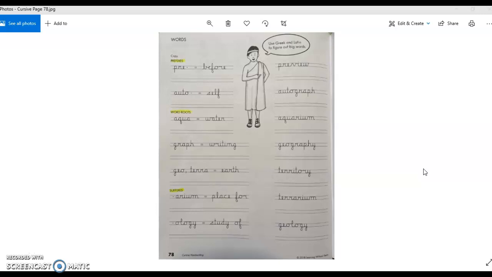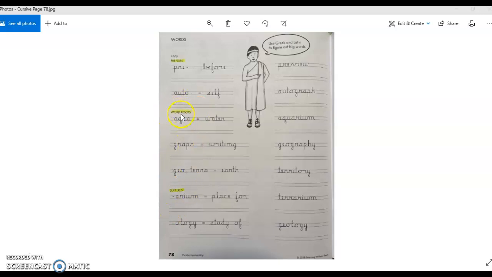In word study today, we are going to be studying word parts. We're on page 78 in your cursive handwriting book, and you see the boy in the toga standing in the center, and he says, use Greek and Latin to figure out big words. And so we've got three basic parts to words. I've highlighted the three parts: prefixes, word roots, and suffixes.